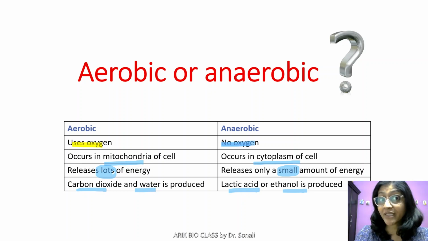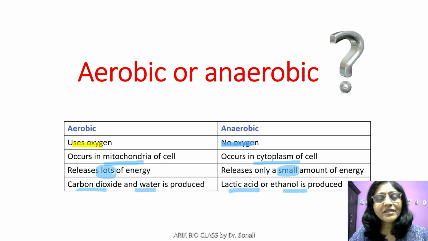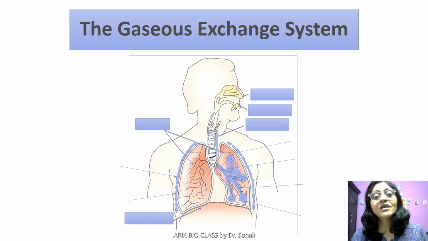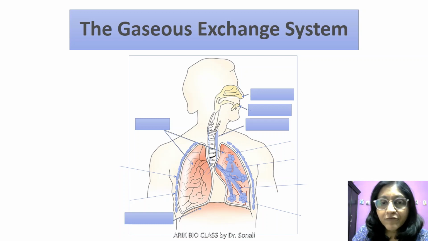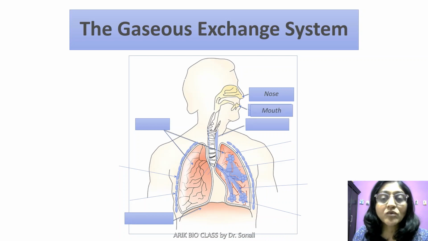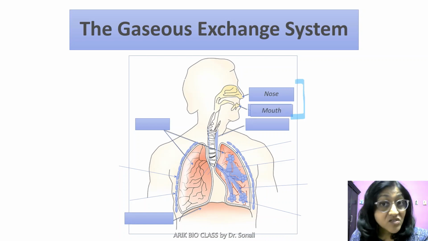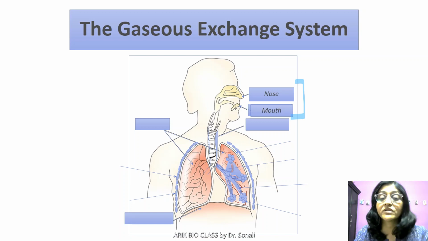To understand that, we must know about the human respiratory system. So let's go over it quickly. I'll just give you a little idea about the structure of the human respiratory system, and in the next class we are going to see the functioning of the gaseous exchange system. So this is the human respiratory system. If you see over here, the nose and mouth, these two are considered the external respiratory system where the air will be taken in and exhaled. So carbon dioxide will be exhaled and oxygen will be inhaled.